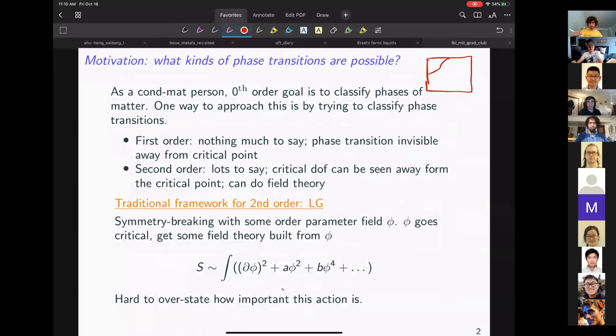this red is supposed to represent tuning different parameters. Here's phase 1, here's phase 2.